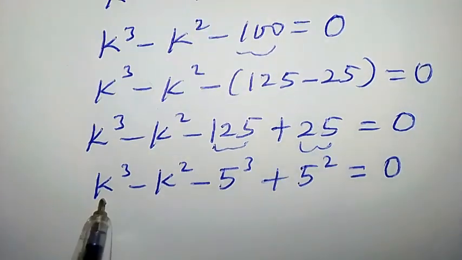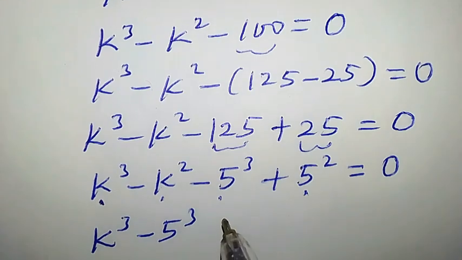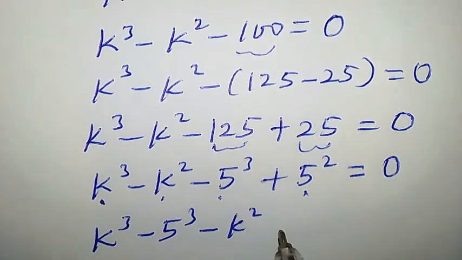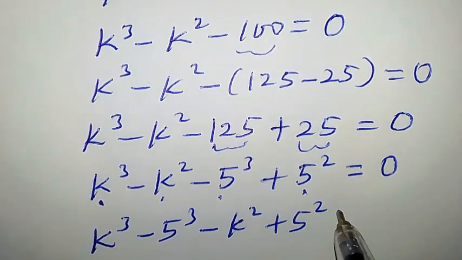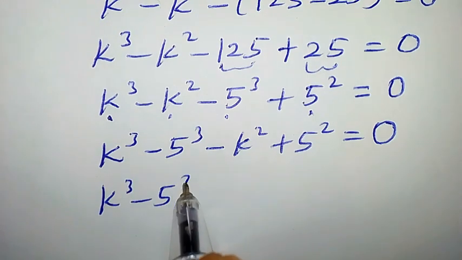Now, let's combine these terms. They look similar. So we have k to the power of 3 minus 5 to the power of 3. Likewise, these terms: minus k to the power of 2 plus 5 to the power of 2 equal to 0. So, k to the power of 3 minus 5 to the power of 3.